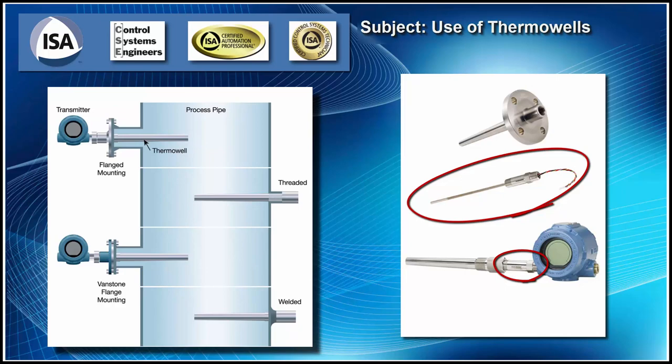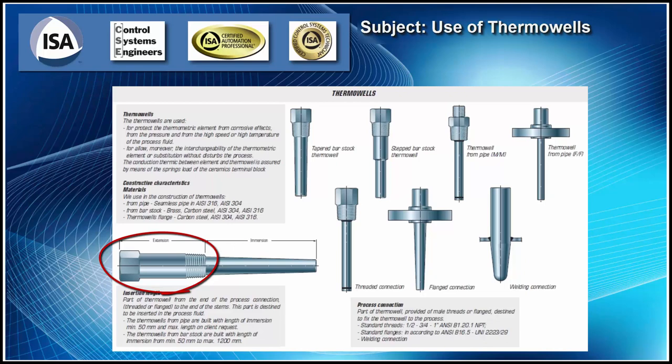Okay, now a couple terms with thermowells. This is called the extension. It's the part that sticks above or outside the pipe. This is the immersion. It's the part that goes into the pipe and how deep into the pipe. And typically, you'd like to get your thermowell around the center of the pipe. That way you get the best temperature gradient.